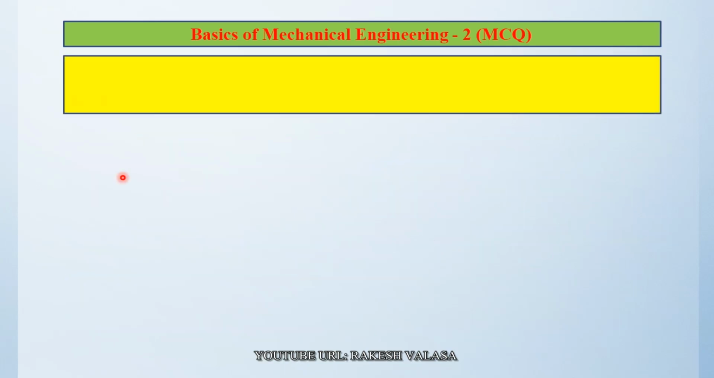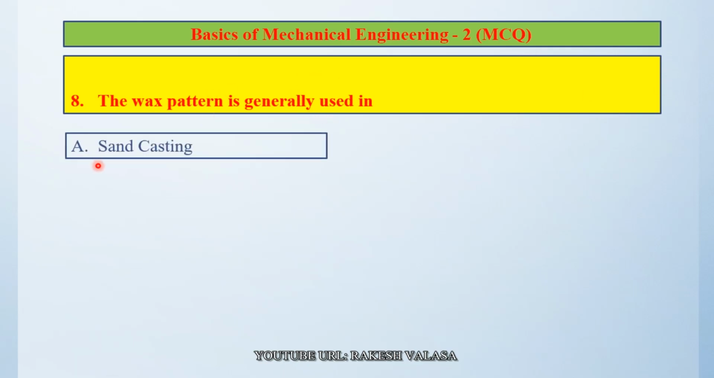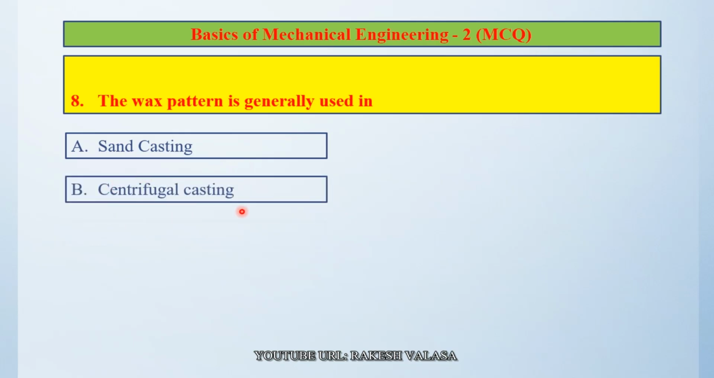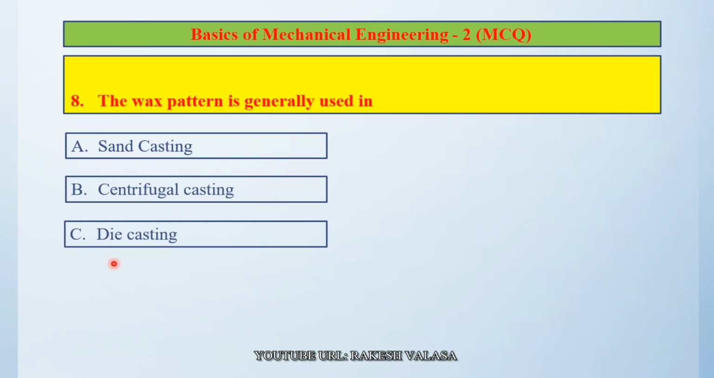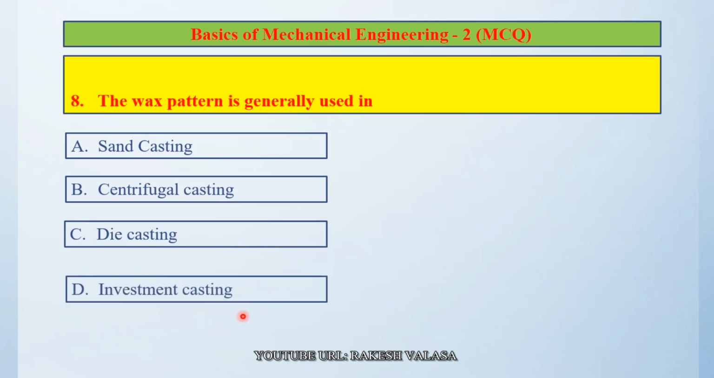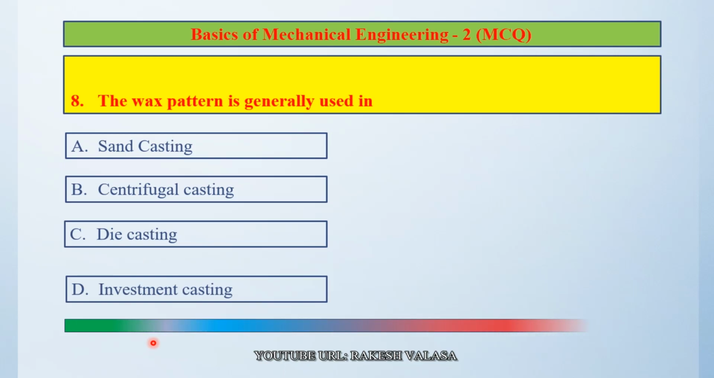Question number 8. The wax pattern is generally used in option A sand casting, option B centrifugal casting, option C die casting, option D investment casting. The correct answer is option D investment casting.